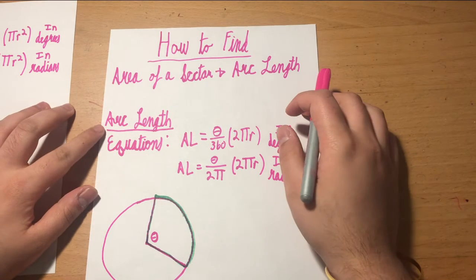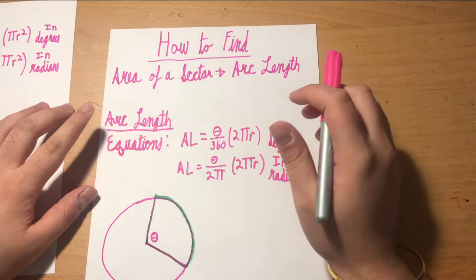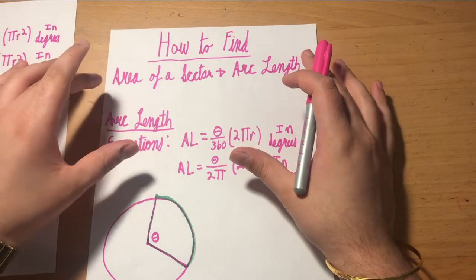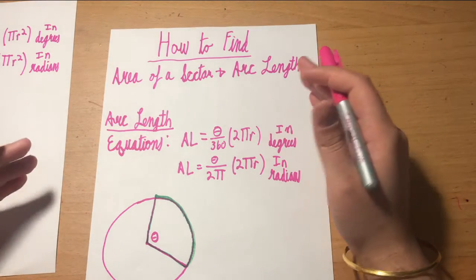So, circles. They can be confusing. Hopefully I can make them less confusing. What we're going to talk about is the area of a sector and the arc length of a circle and how to find them.